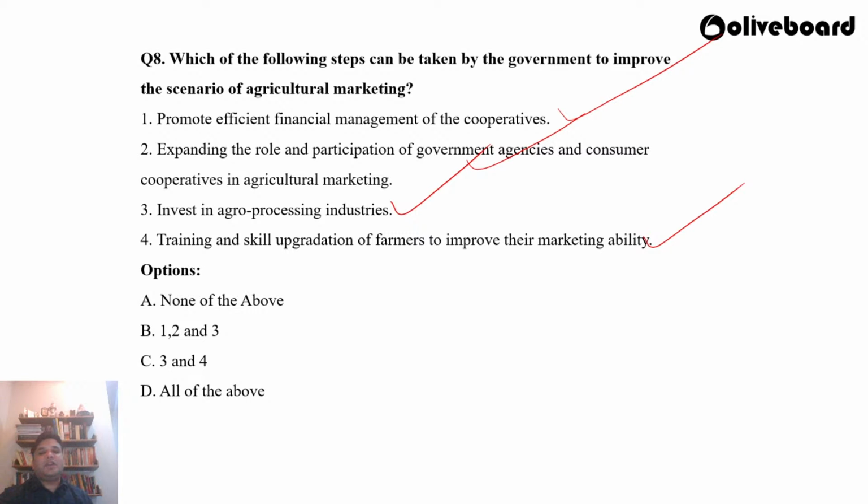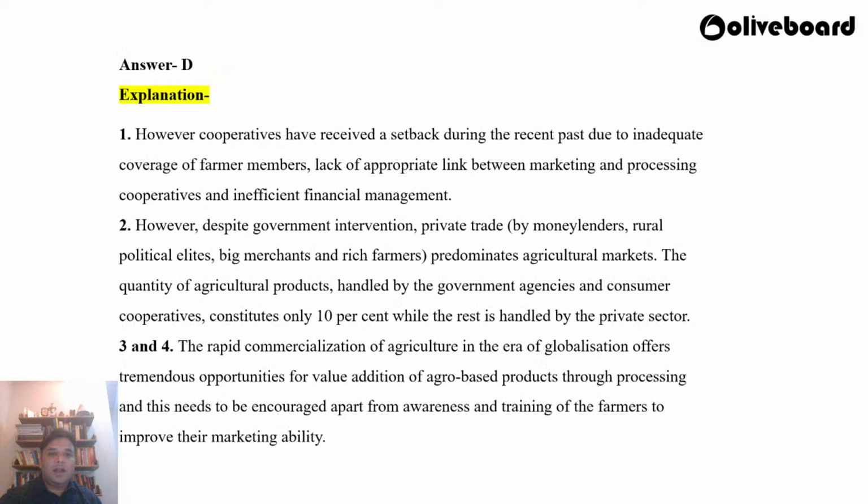So which of the following steps can be taken by the government to improve the scenario of agricultural marketing? A. None of the above. B. 1, 2 and 3. C. 3 and 4. D. All of the above. So let's take a look at the answer. Answer is D. All of the above. Right. So what does the explanation say? Cooperatives may have received a setback during the recent past due to inadequate coverage of farmer members, right?